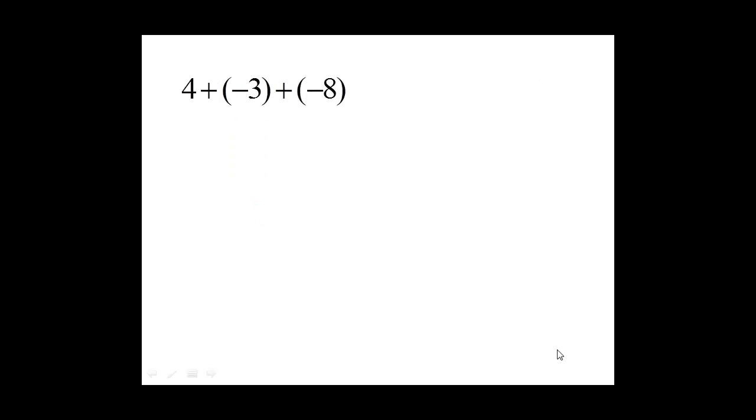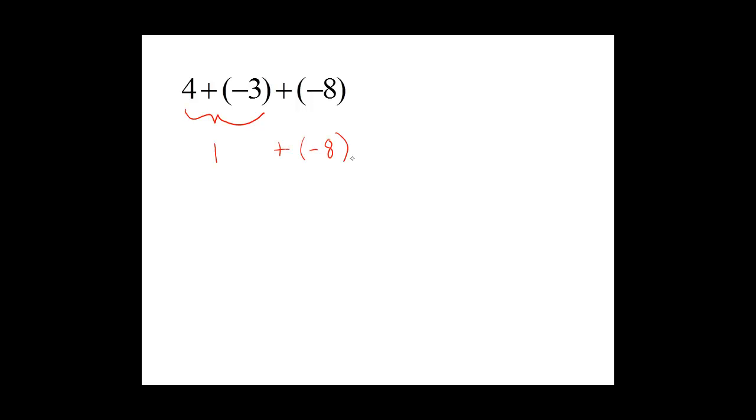In this problem, we will be adding 3 integers. We will start by adding 4 plus negative 3. The signs are different, so we will take the difference of the absolute values of the two numbers. 4 minus 3 is 1. Then we will keep the sign of the dominant number. The dominant number is 4. The number 4 is positive, therefore our answer is positive.